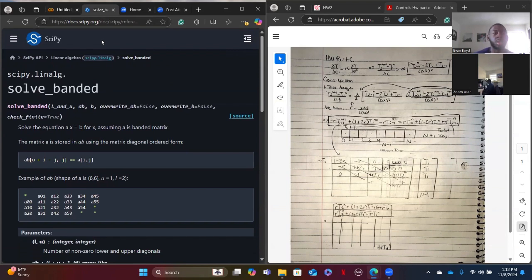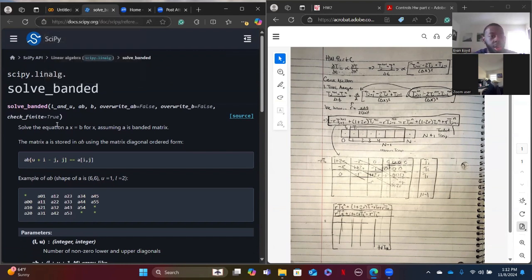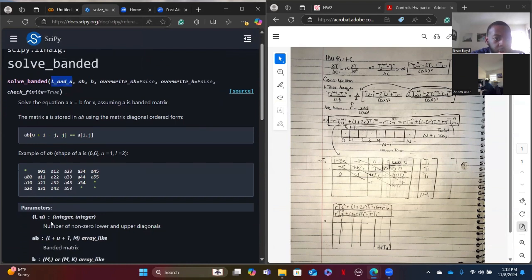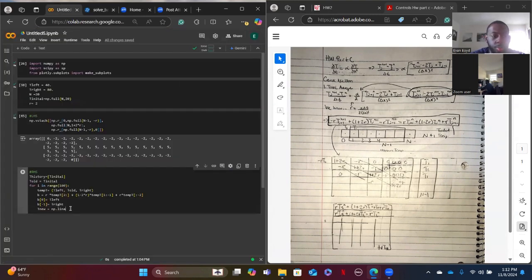But basically, solve_banded makes sparse matrices for us, because we need sparse matrices. So we're just inputting sparse matrices and putting our equation into the sparse matrices. We need to have an l, u, which is our integer number of non-zero lower or upper diagonals. And then we just need to input the two functions that we're using for the sparse linear algebra solver.